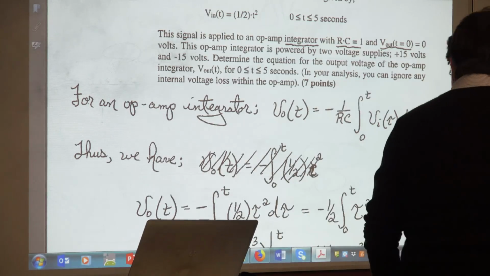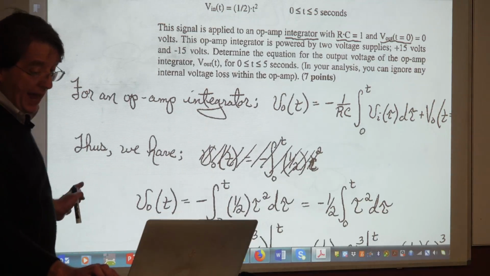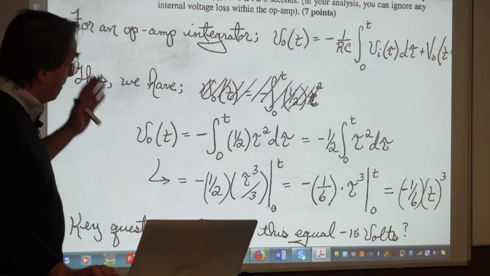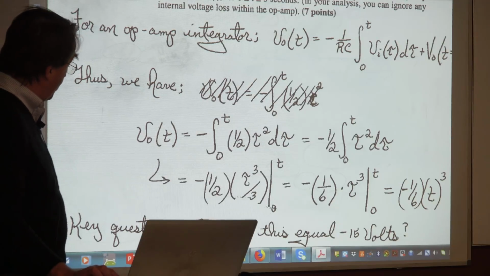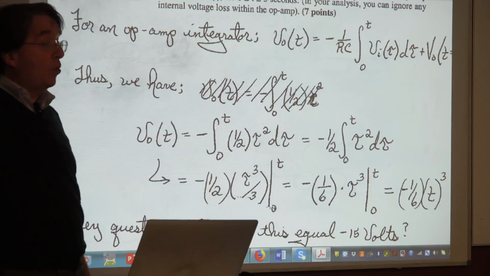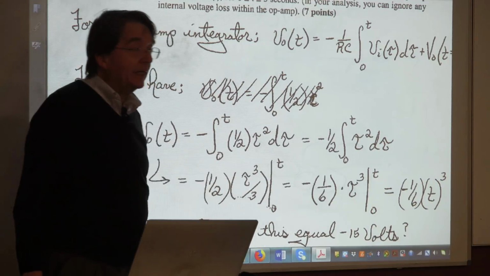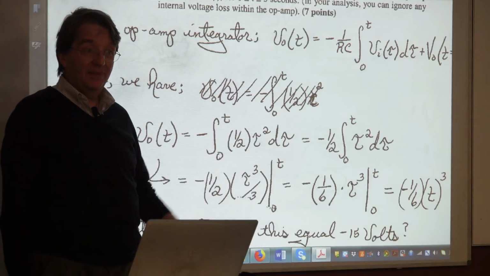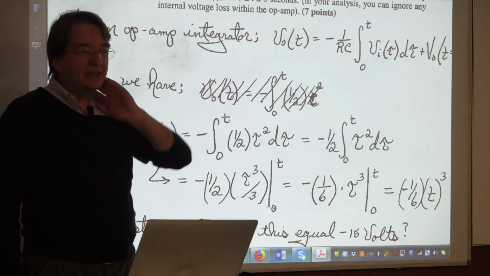Okay, now, do you know why I'm asking this question? Right now, this looks like a basic integral. I get minus 1/6 t cubed, but then I say, wait! The key question is, when does this equal minus 15? Why am I asking myself that question?